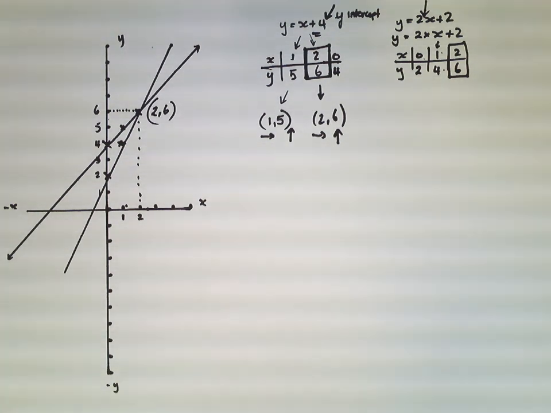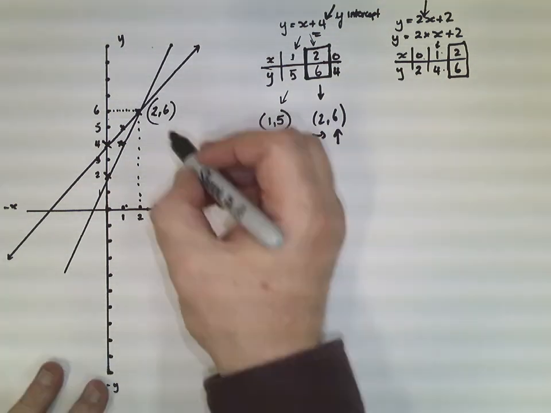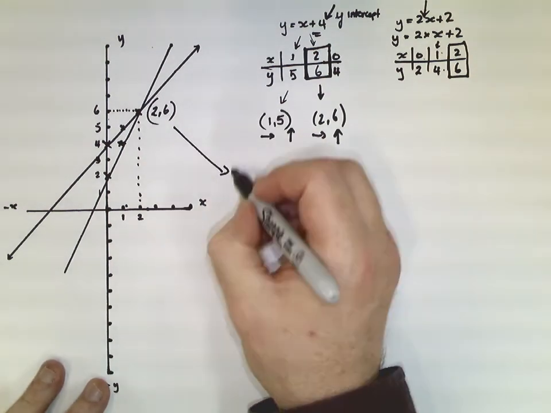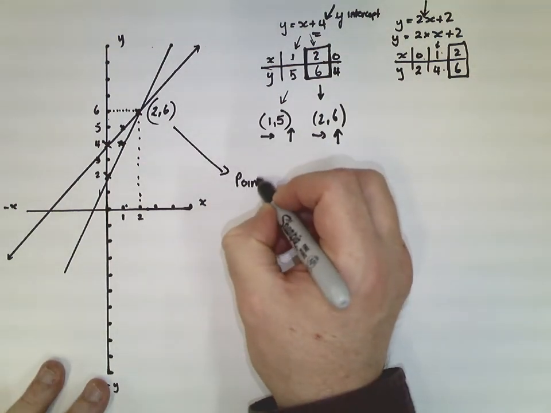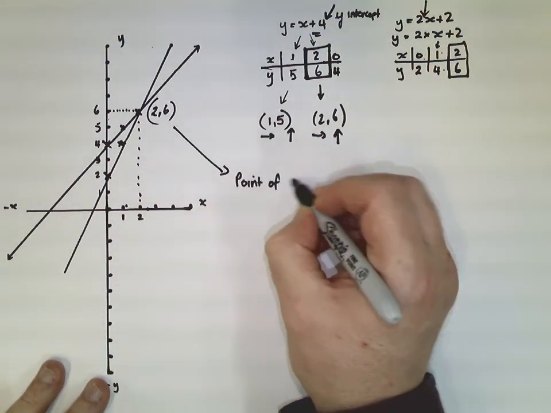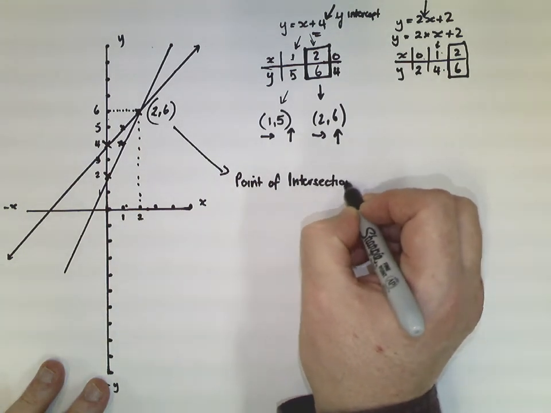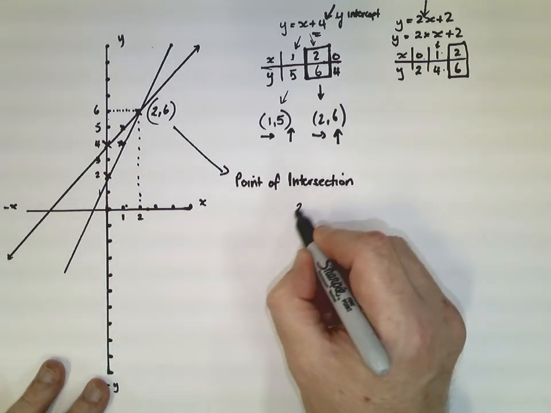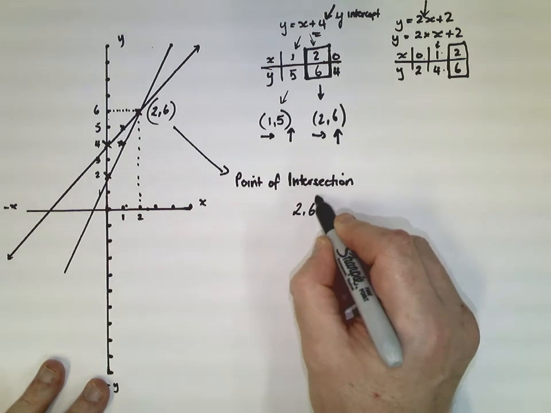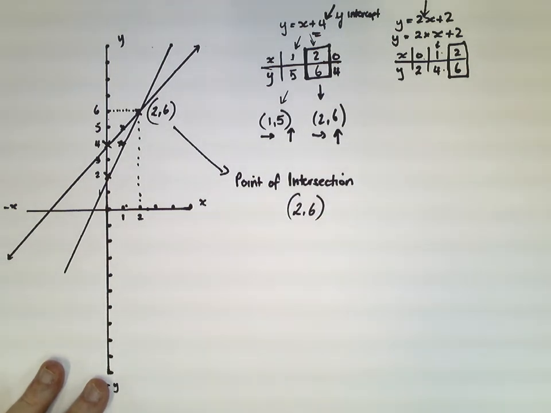And we call this a point of intersection. So this here is known as a point of intersection. And in this particular case, it is (2, 6). So we managed to find it using the graphical way.